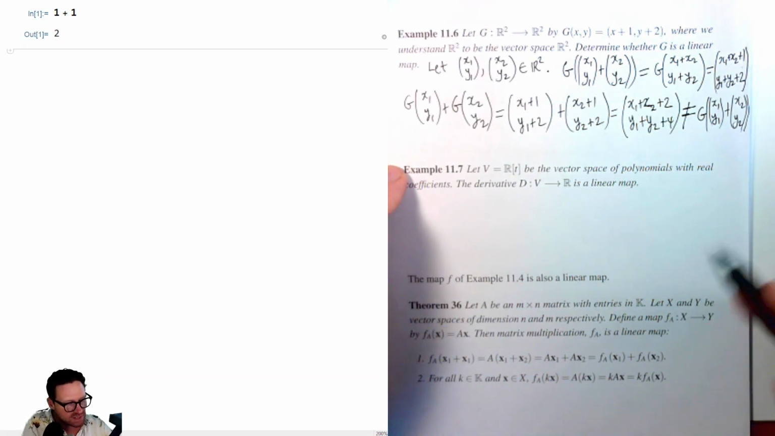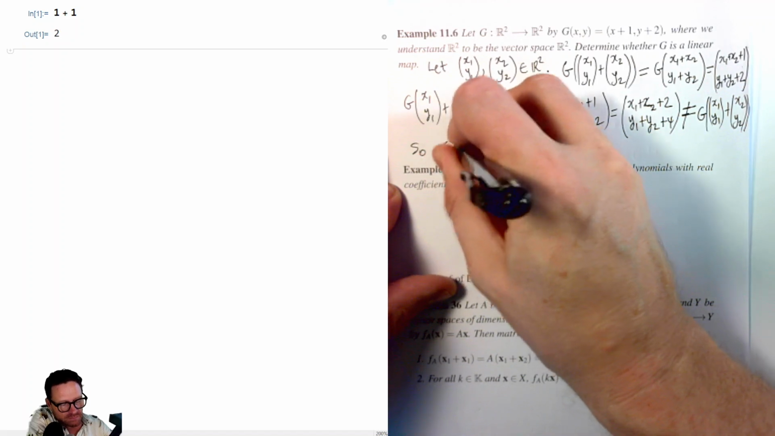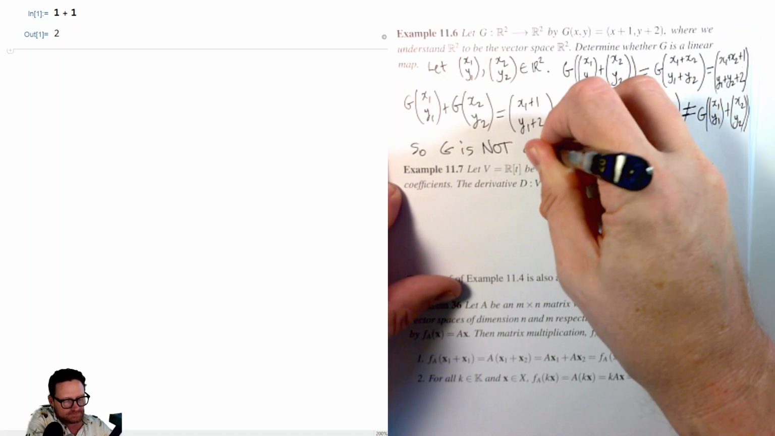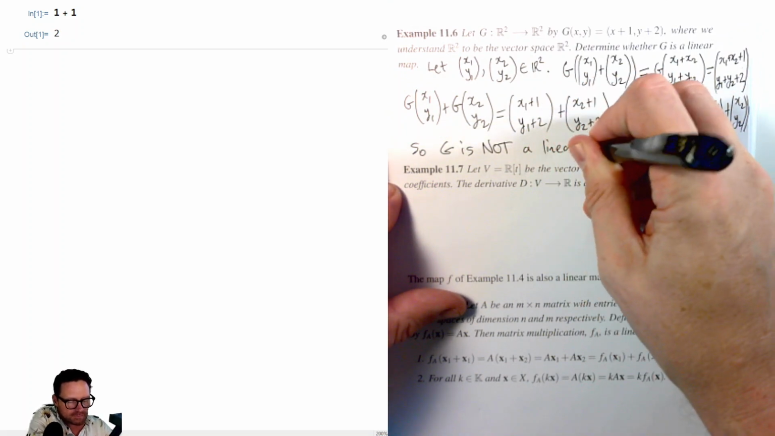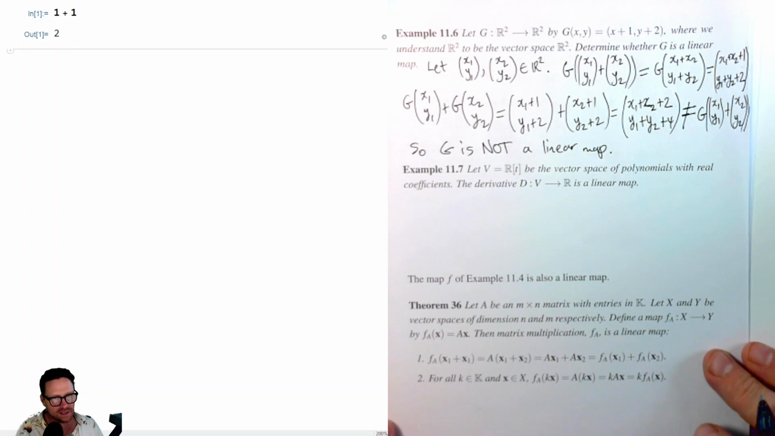Okay, so what we've learned then is that G is not a linear map, because G is not an additive homomorphism. It doesn't satisfy the second property.